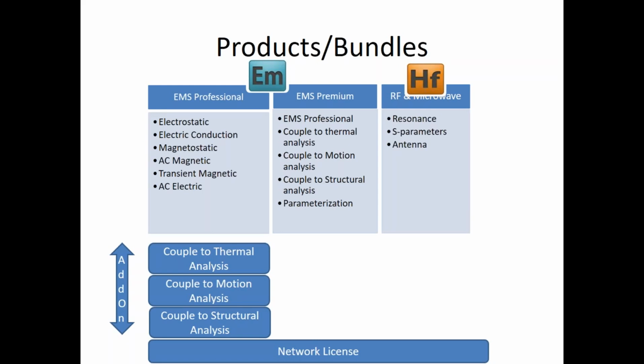So parameterization is there as a part of EMS Premium. Now, to EMS Professional, you can add on any of these multiphysics, thermal, motion, etc. All EMS licenses are by default in the activation type license, where you can just activate through the internet. But if you need a network license, we also offer that for an additional fee.